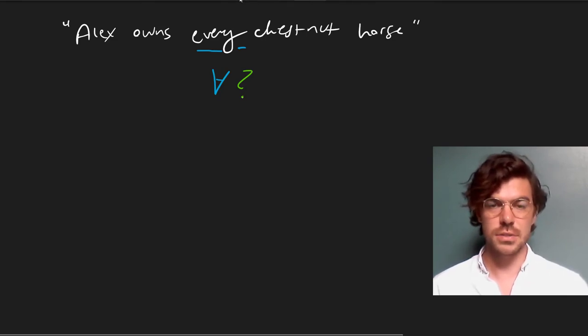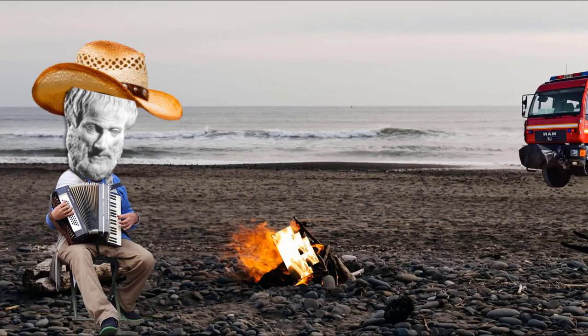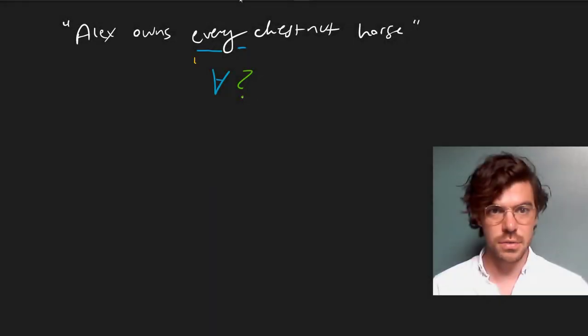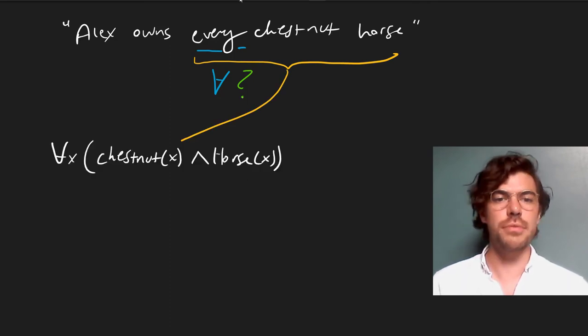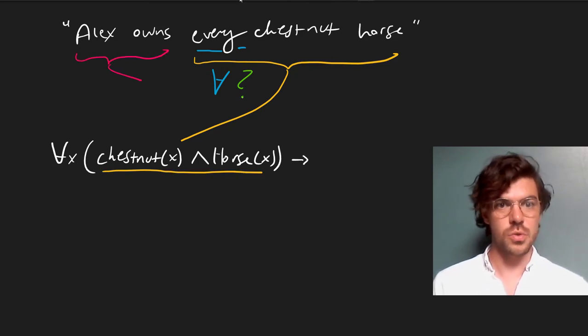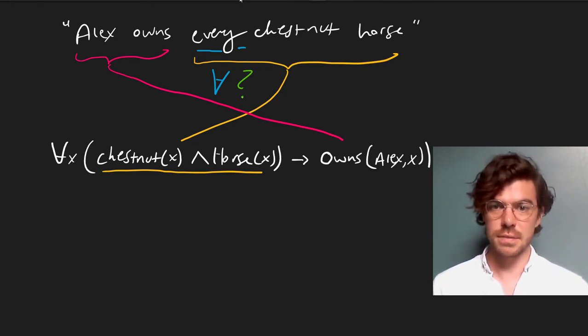The solution is to start with this whole phrase right here, and if you like, I'd encourage you to pause the video for a minute and think about how you might do this. The solution is to take this whole noun phrase here and treat it as our subject. We would say, for every X which is chestnut and a horse, if it's such, then Alex owns it. So we bring this down over here, and we put the whole thing in parentheses. And there you have it.